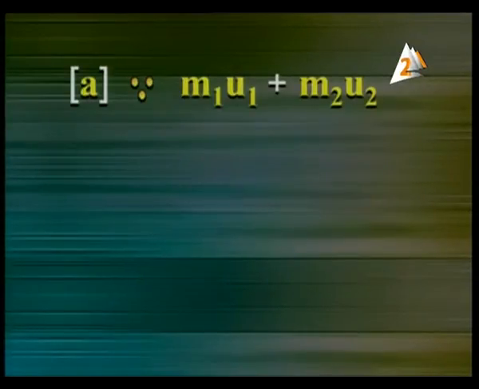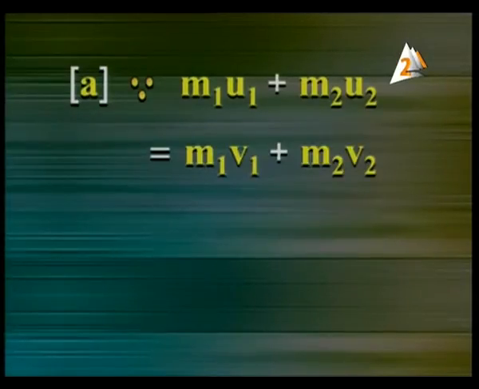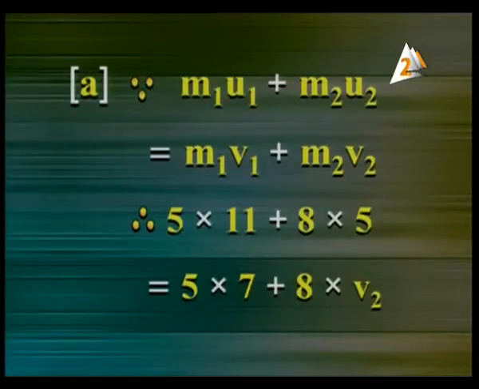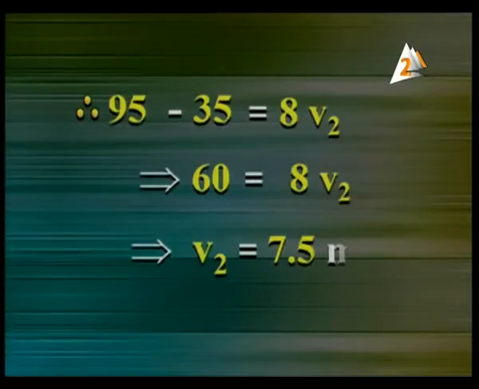Number A, since m1u1 plus m2u2 equals m1v1 plus m2v2, therefore 5 times 11 plus 8 times 5 equals 5 times 7 plus 8 times v2. So the unknown here is v2, and calculating v2, you get v2 equals 7.5 meters per second.